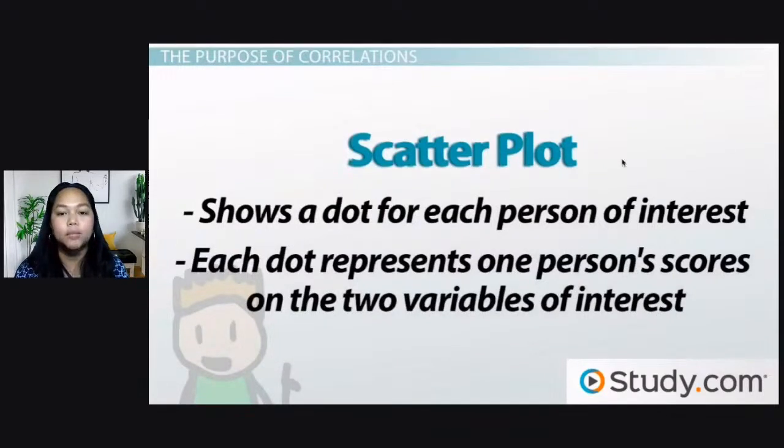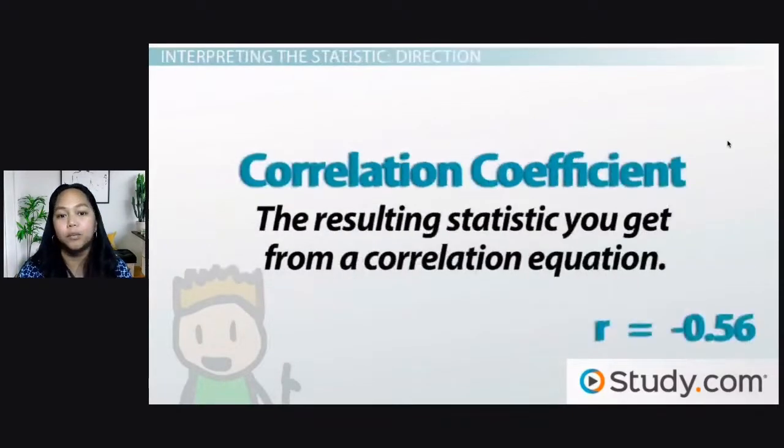Now, you usually use your scatter plot. No? Yung scatter plot, ito yung type of graph na ginagamit natin for your correlation. It shows a dot for each person of interest. Kada tao doon ay dot, represented by a dot. Each dot represents one person's scores on the two variables of interest. So ginagamit again as a graph in your correlation would be a scatter plot.